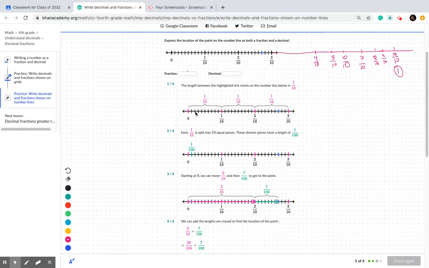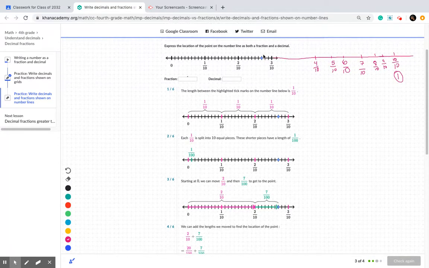Do you see that? So the length between the highlighted tick marks will be 1/10 between them. Think that they have 10 tally marks between these ones. Okay, guys? Now, the question is that 1 tally mark, do you see that? It's 1 over 100. Why? Because I have 100 tally marks all the way to 10/10 or to 1. Do you see that? This is kind of like equivalent fractions.